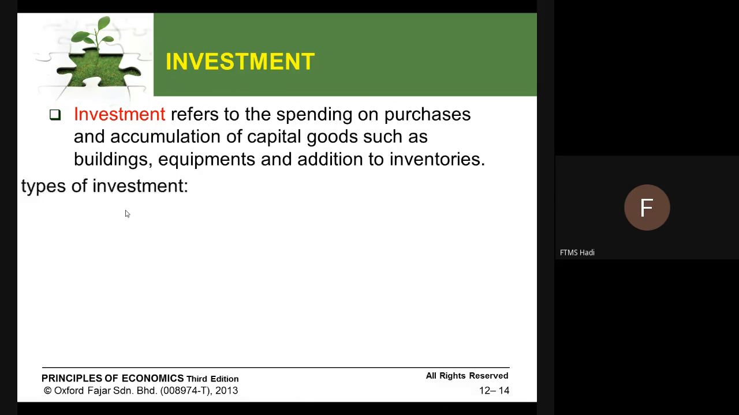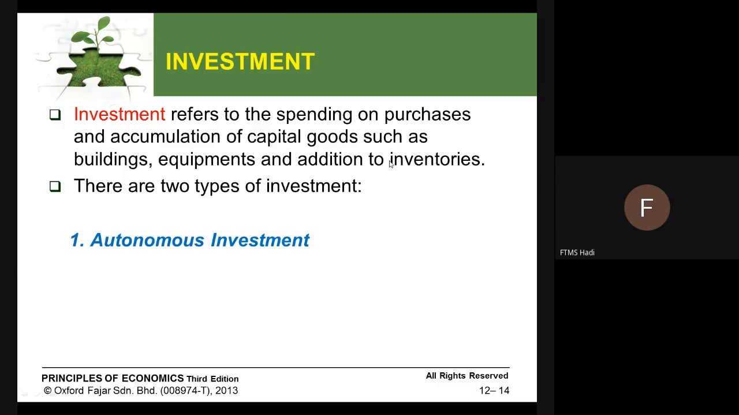Investment refers to the spending on purchases and accumulation of capital goods such as buildings, equipment, and additions to inventories. This is not only government investment but also company investment, which is investment in infrastructure, buildings, equipment, machinery, or technologies. Addition to inventories means the stock that governments or companies hold.